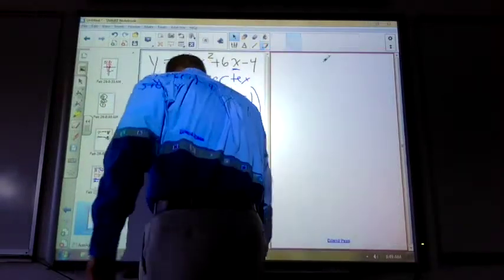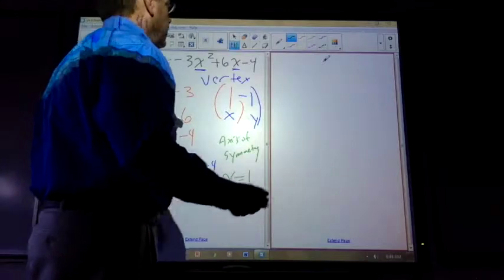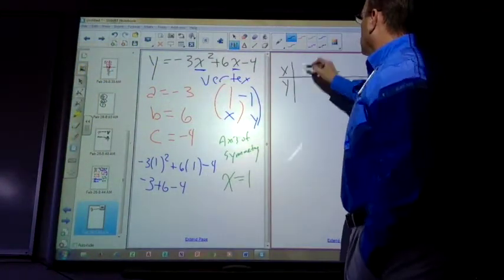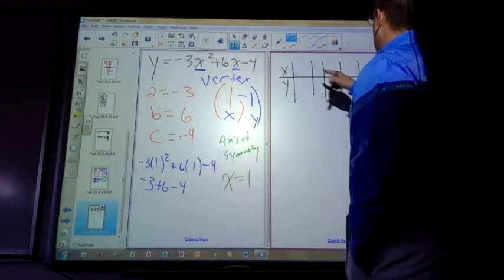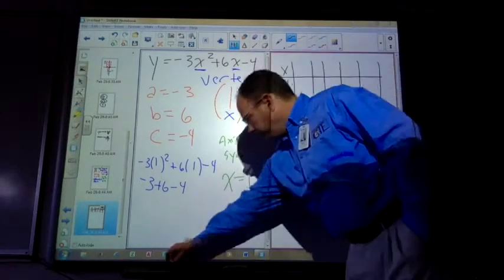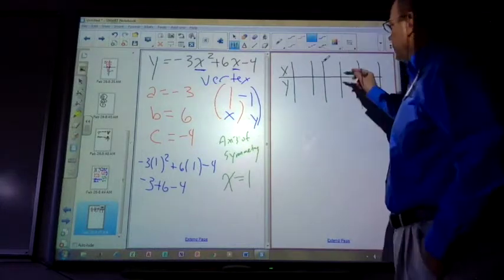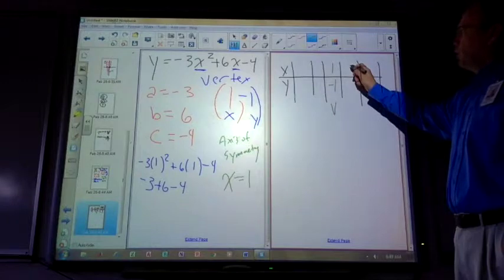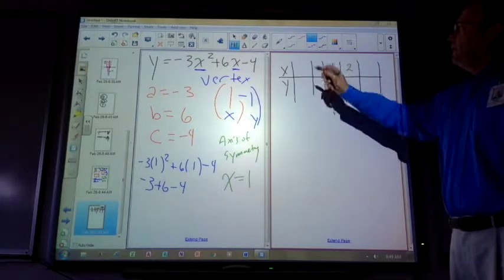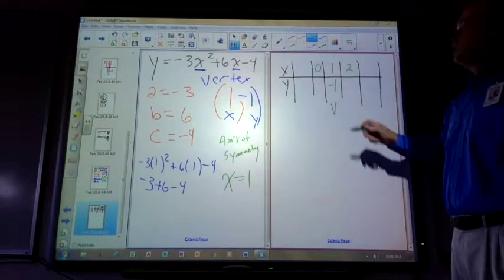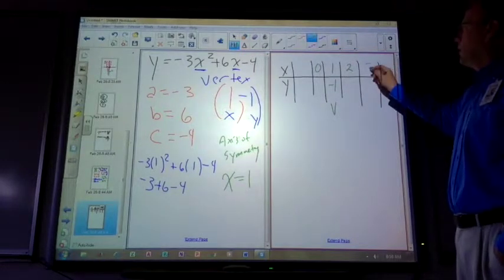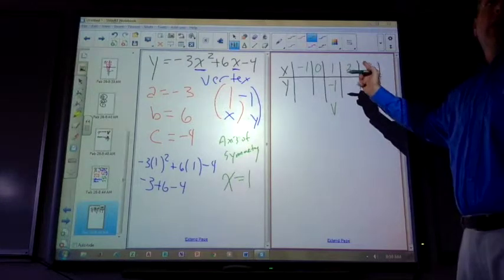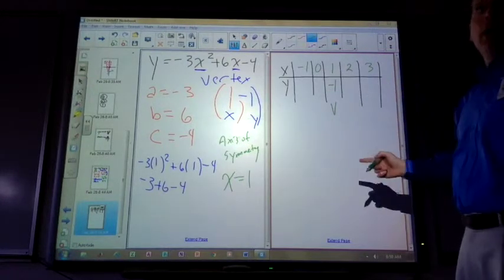All right, let's figure out our table. X, Y. My vertex is 1, negative 1. What is one value to the right of 1? 2. What's one value to the left of 1? 0. Still with me? What is one value to the right of 2? 3. What is one value to the left of 0? Negative 1. 0 will give me the same value as 2. Negative 1 will give me the same value as 3.